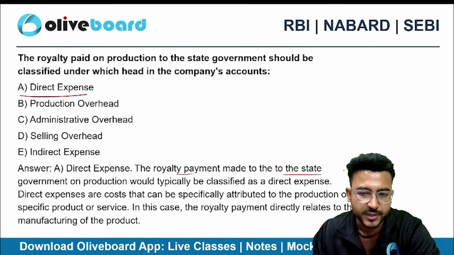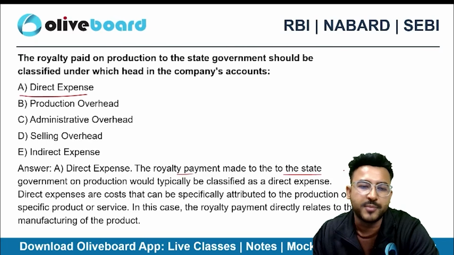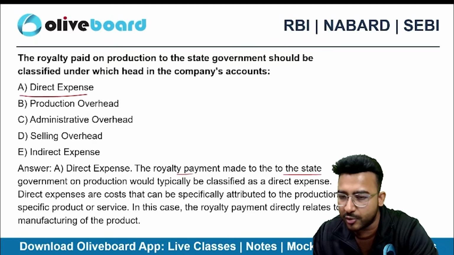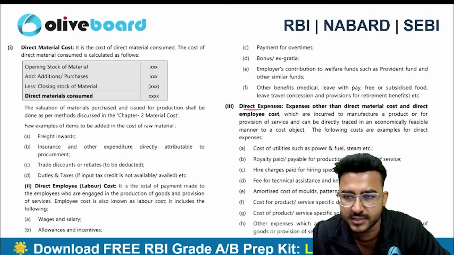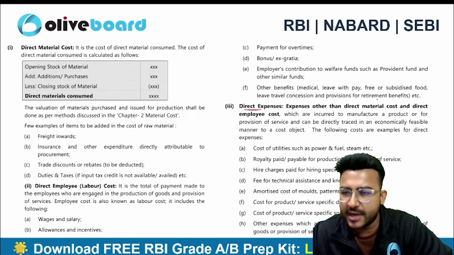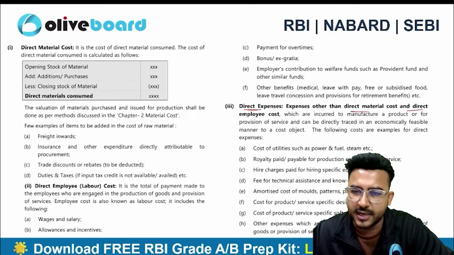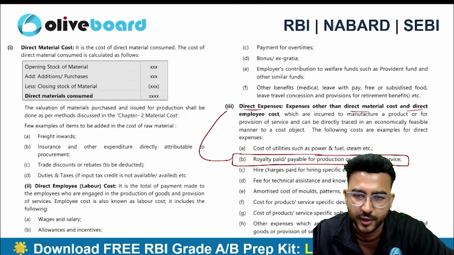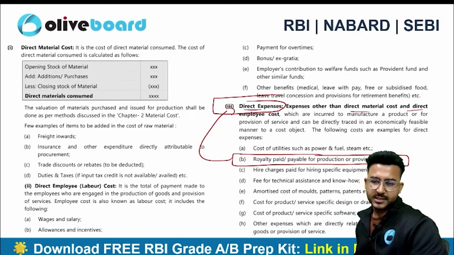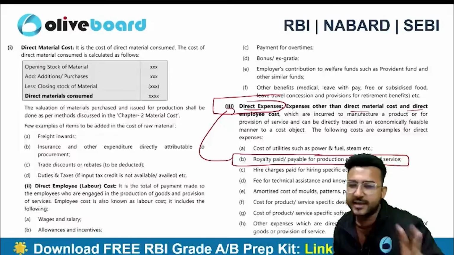Why? Because without paying this royalty, I can't even produce this product. So here in the direct expenses, directly attributable expenses other than material and labor, I can say royalty paid on production or provision of a services will be falling in the direct expense criteria. Right? So ये 2 बार एग्जाम में आया हुआ है.